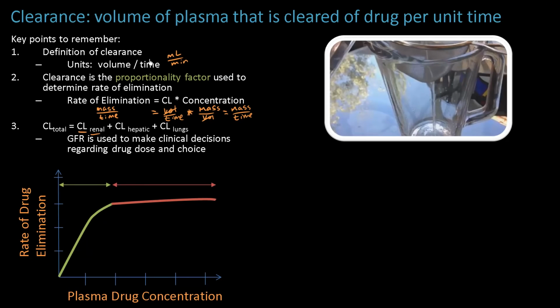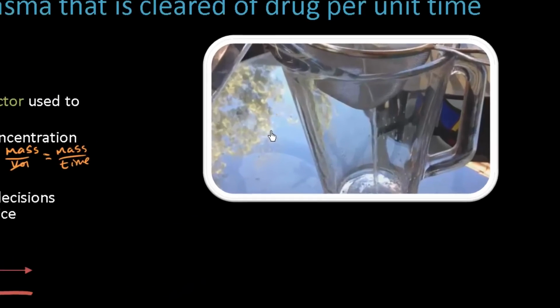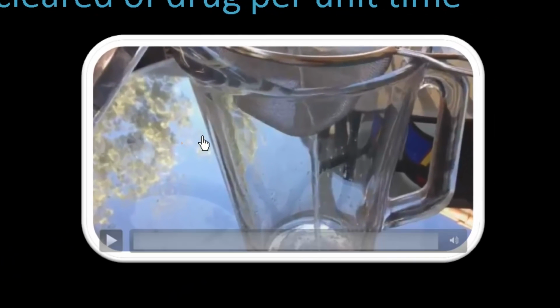Let's discuss the first point, the definition. So clearance is a volume per unit time. And what I've done here is I've created a little video to represent what's going on at the kidney. So this is the filtering apparatus of the kidney. I just made a little filter. And this is the collection system of the kidney. We can think of this as the functional unit of the kidney, or the nephron.